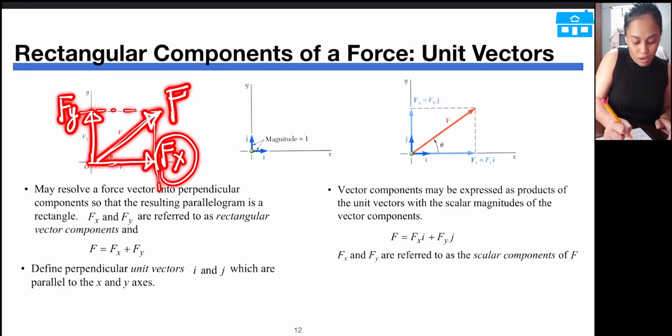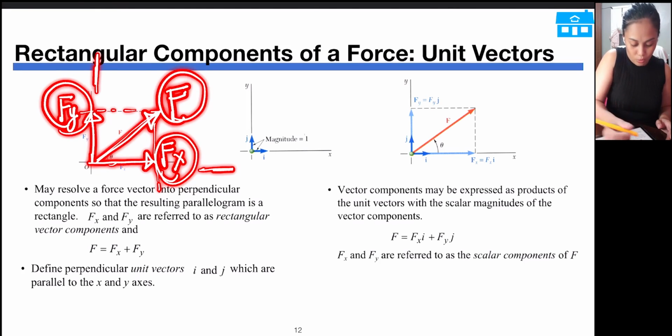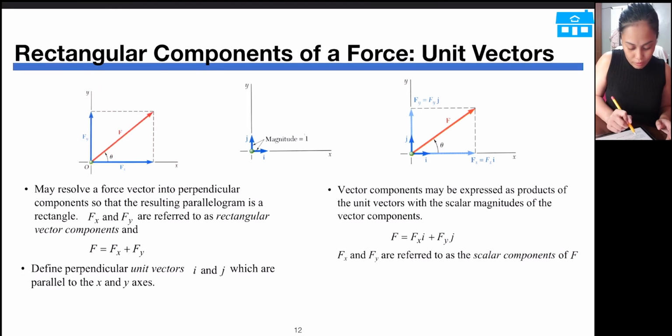So we have two components of this force. One is along x and the other is along y. So force F is equal to Fx and Fy. These are the rectangular vector components of the force vector F. Define perpendicular unit vectors i and j which are parallel to the x and y axes.